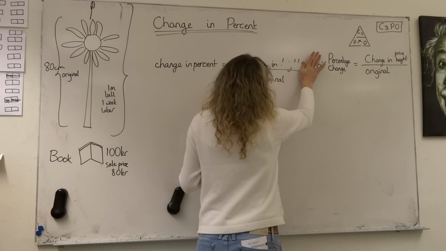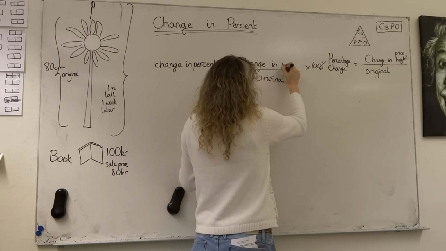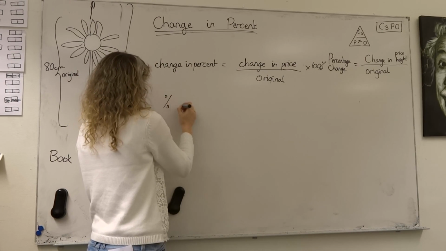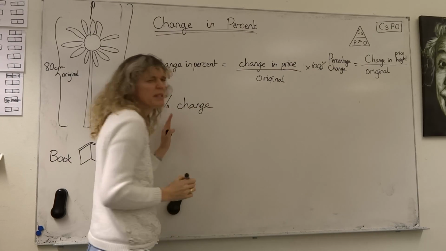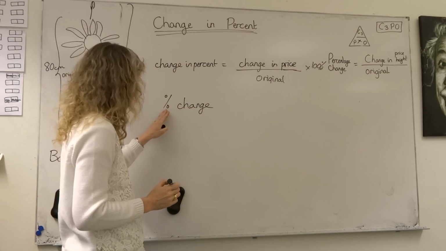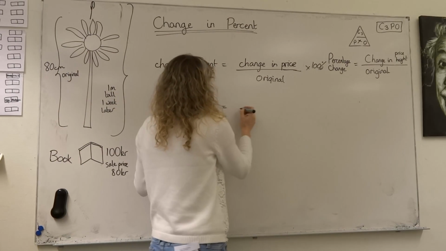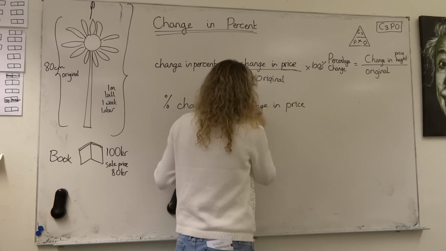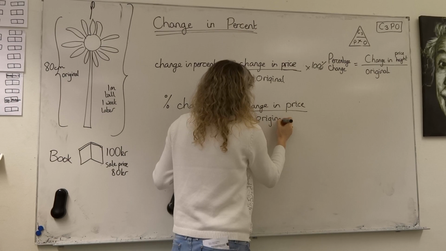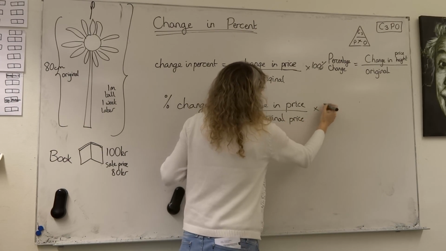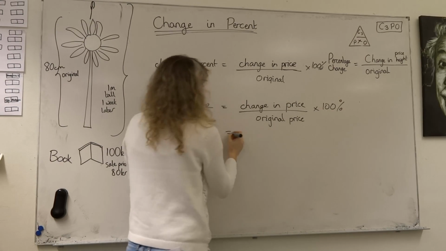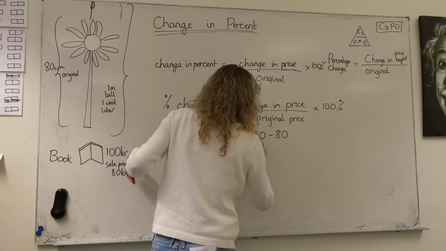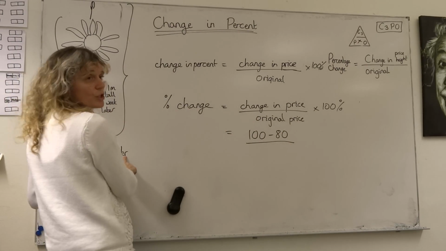Well, instead of having change in height here, we'd have the change in price. So exactly the same formula, but now we have the percentage change, which I usually write like this. Mathematicians can be a bit lazy sometimes, instead of writing out the whole word percentage. The percentage change will be the change in price divided by the original price times 100%. The change in price was 100 kronas minus 80 kronas, divided by the original price, and the original price was 100.